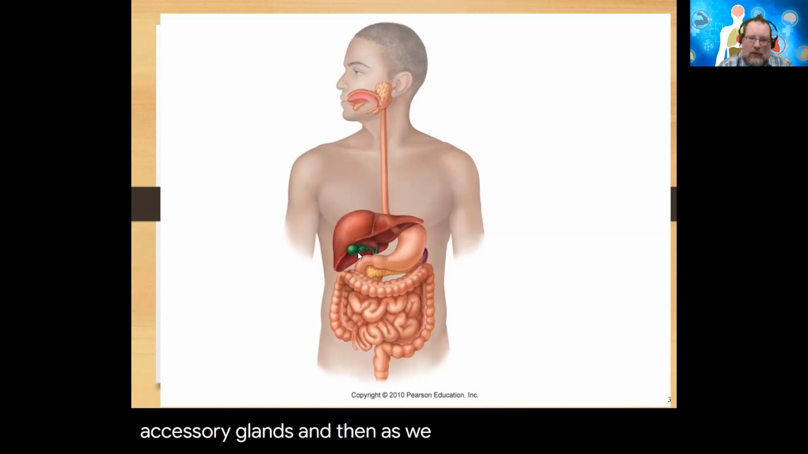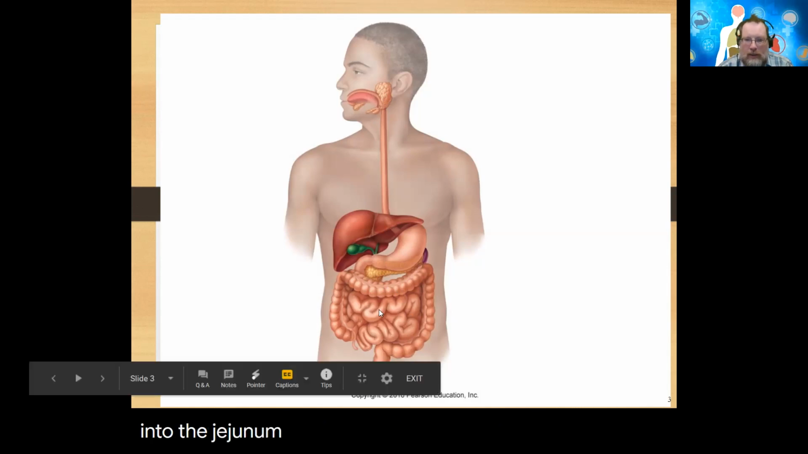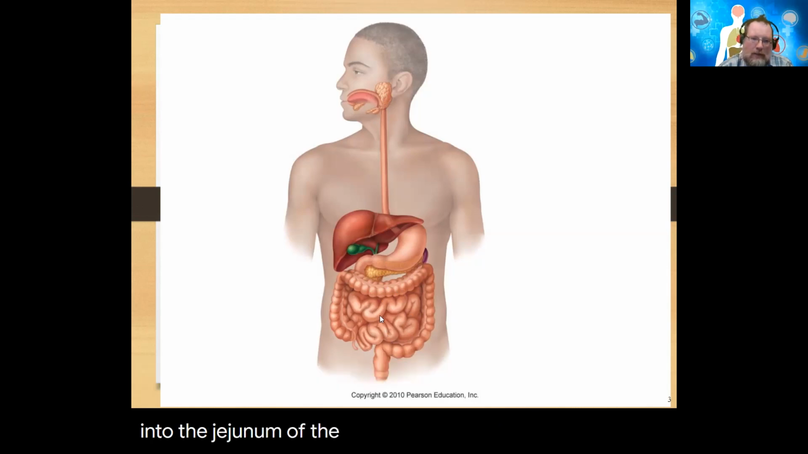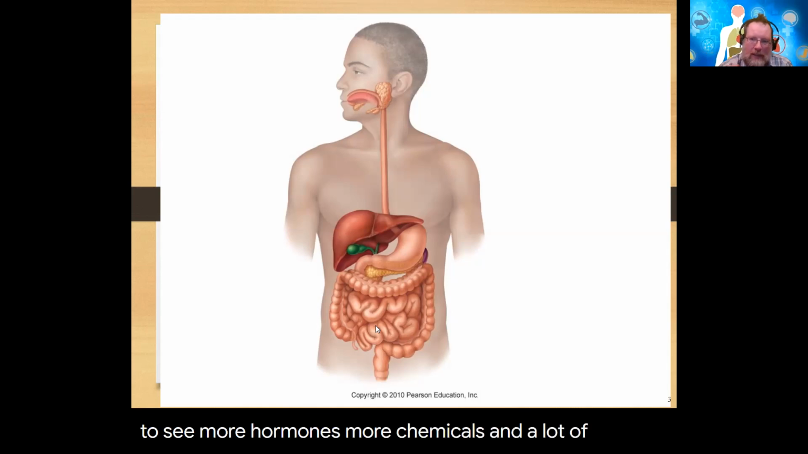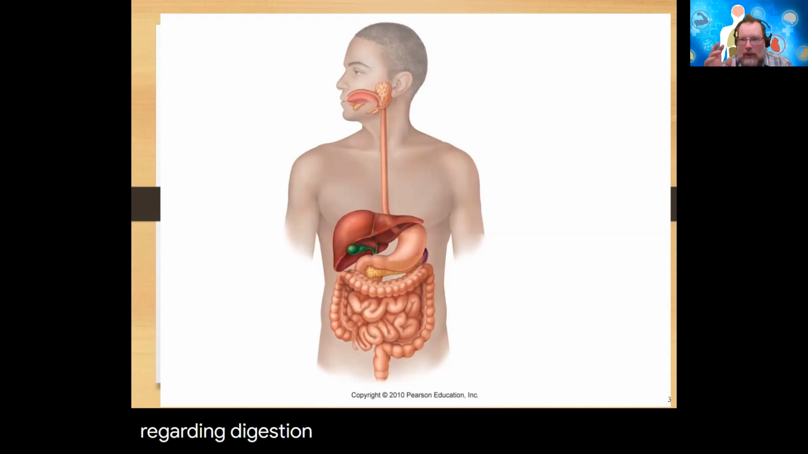And then as we get into the lower GI tract, we pass through the pyloric sphincter into the duodenum, the first small, short section, maybe 15 inches at the most. That's going to head into the jejunum and the ileum of the small intestine, upwards of 20 feet of tubing. This is where we're going to see more hormones, more chemicals, and a lot of activity regarding digestion, assimilation, absorption, and secretion as well.